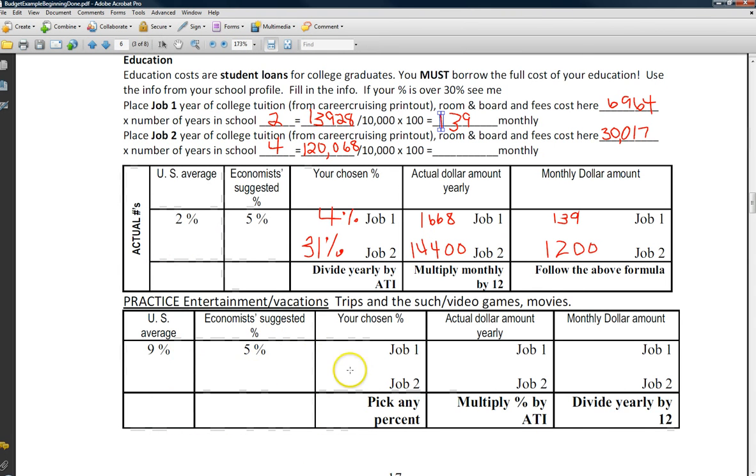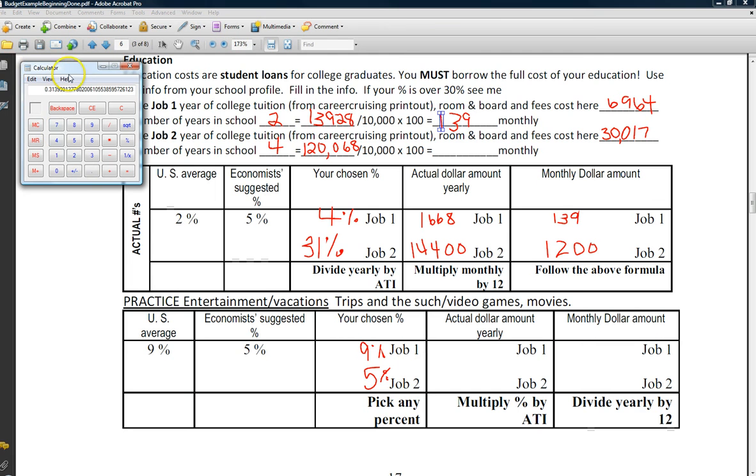Now, this part right here is easy. You don't have to pull any information. You are just going to pick a percentage for your entertainment and vacation, so trips and things like video games and movies. So how much do you want to spend? Since I think I'll spend 9% for my one job, but because I have such an expensive school, I'm probably just going to stick with that 5%. Now, what you're going to do is multiply by your ATI.